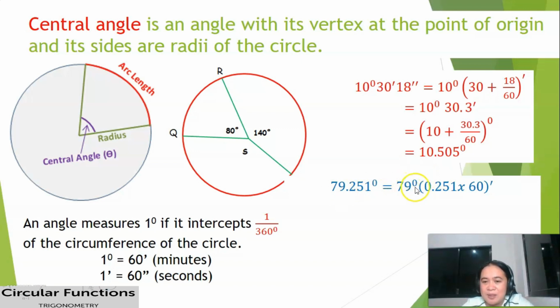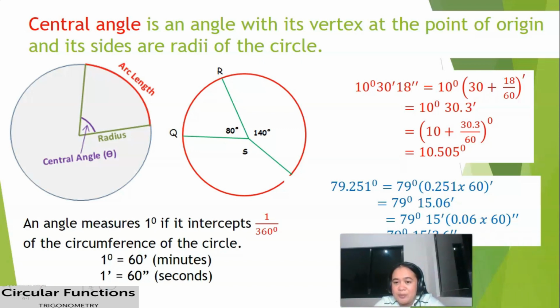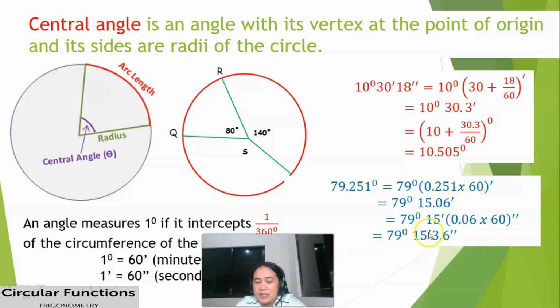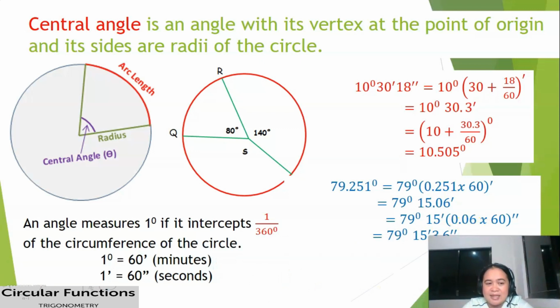Now another. If it is in degree form, let's convert this to degrees, minutes, and seconds form. This is 79.251 degrees. So that would be 79 degrees plus 0.251 times 60 minutes. Multiplying this, we get 15.06 minutes. So let's convert 0.06 minutes to seconds. That would be 79 degrees, 15 minutes, plus 0.06 times 60 seconds. Simplifying, the final answer would be 79 degrees, 15 minutes, and 3.6 seconds. Take note of that.